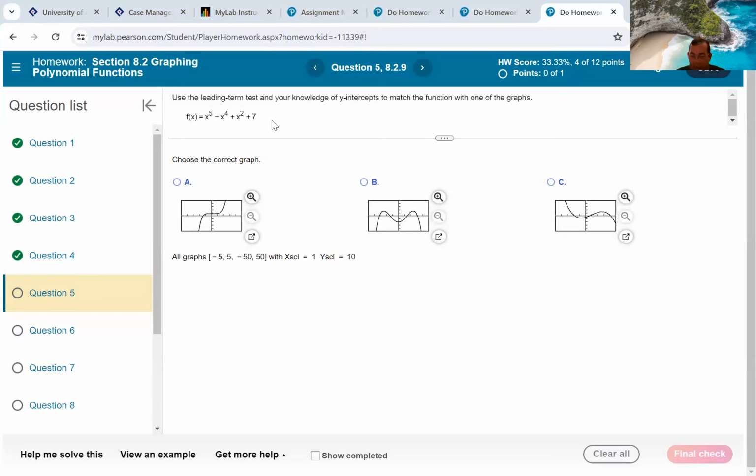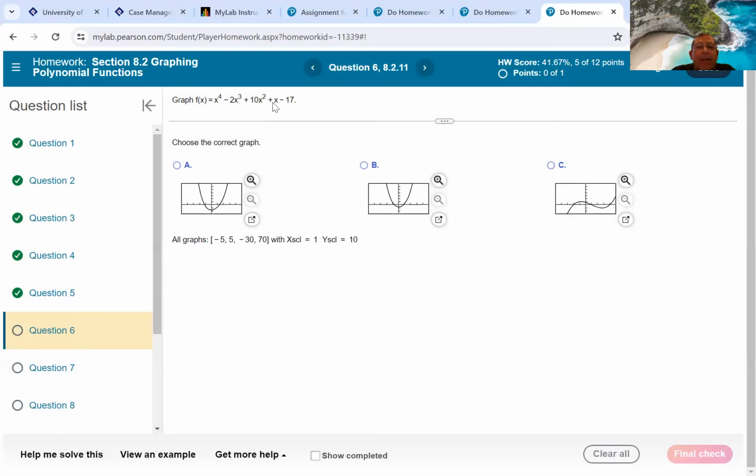So y'all look here. X to the 5. That is odd. It's got a positive 1 in front of it. So when it was an odd degree, positive lead coefficient, y'all, that should go uphill left to right. And the only one going uphill would be your A. Now look here. X to the 4. X to the 4th is even. It's got a 1 in front. So both ends are going to go up.